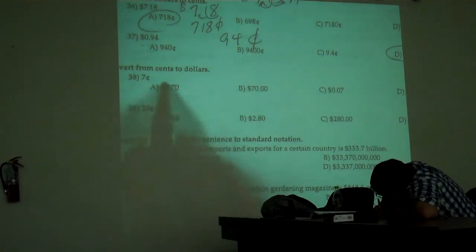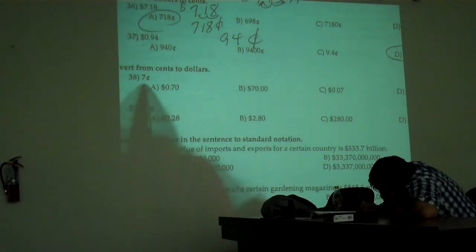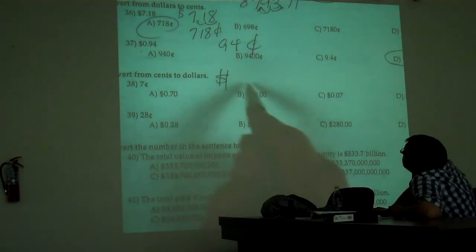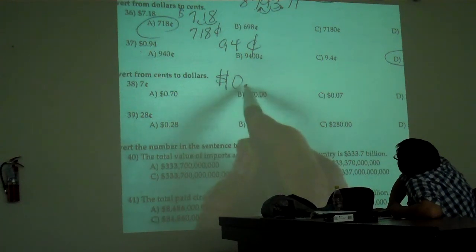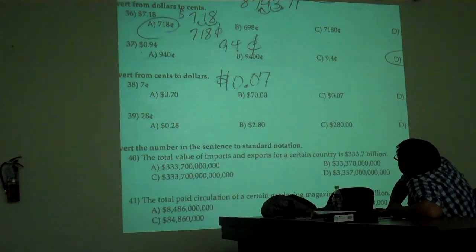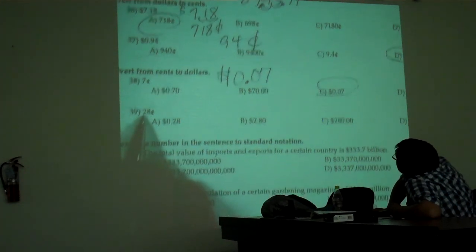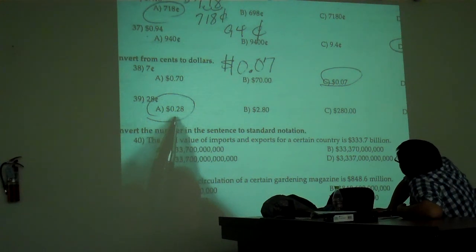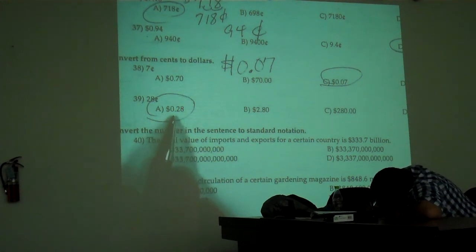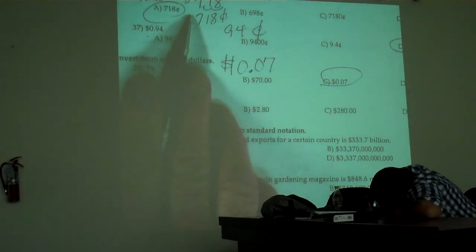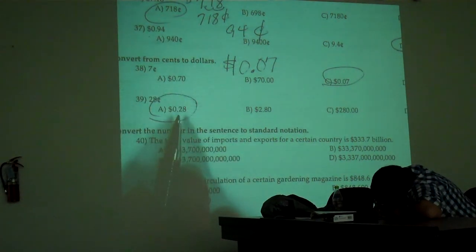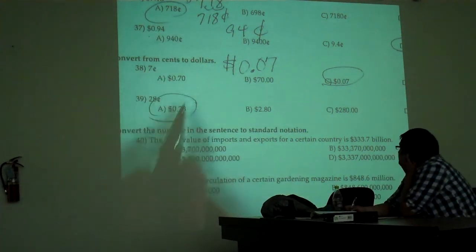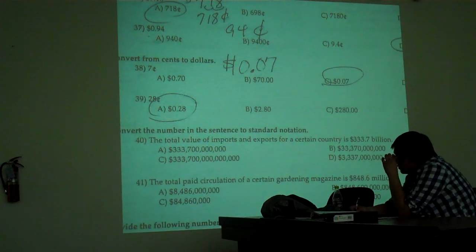Okay, what about cents to dollars? If something costed 7 cents, how would you write it with the dollar sign? 0.07. 28 cents? 0.28. Okay? So one way you're moving the decimal to the right, and the other one you're moving it to the left. Dollars to cents, you would move it to the right. Cents to dollars, you're moving it to the left. It's always 2 times there.